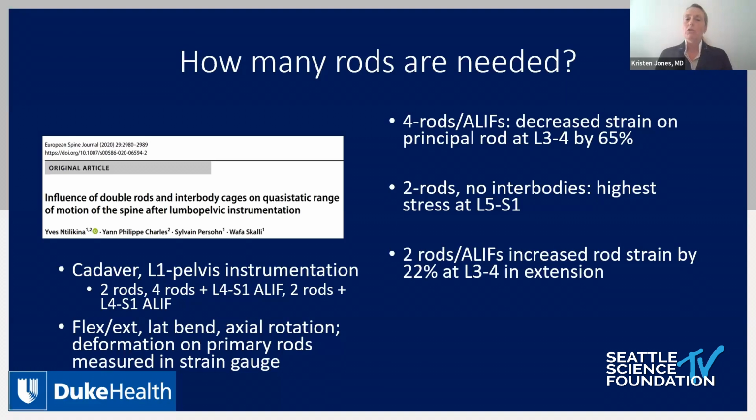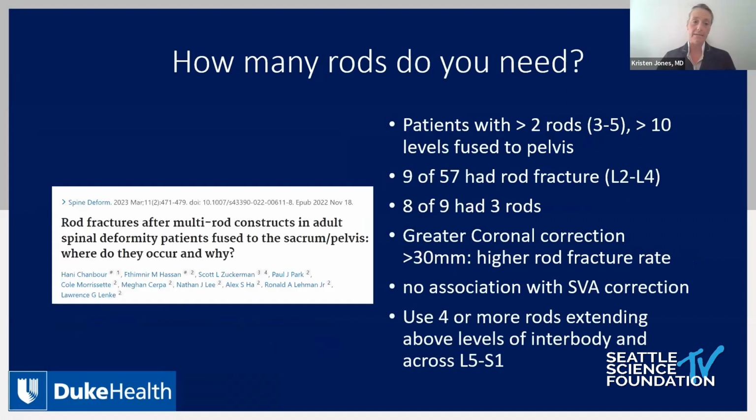But if you used 4 rods and you had them from L3 to S1, then you had a decreased strain on the primary rod that went all the way up to L1. So it would suggest, based on this paper, that if you use multiple A-lifts, that you should have a rod that spans not just the A-lifts, but to one level above with 4 rods, and then, of course, your principal rod. So that was just something, there are very few studies exactly on this topic, but this was one of the ones that actually had some data. And of course, there needs to be a lot more work done on this.